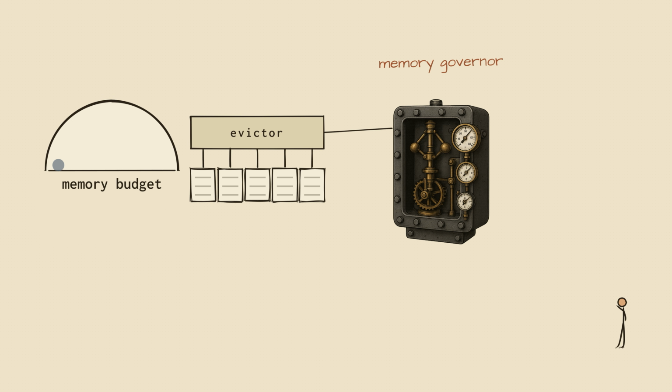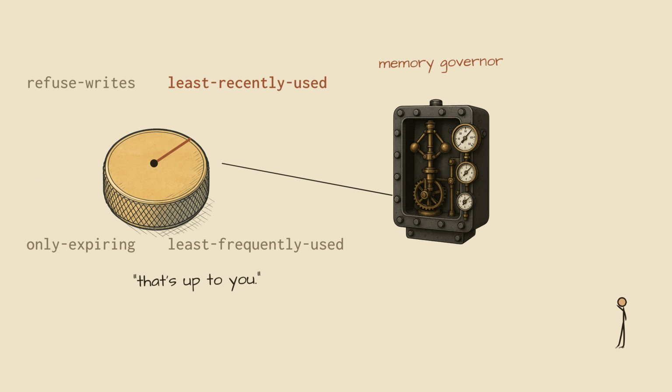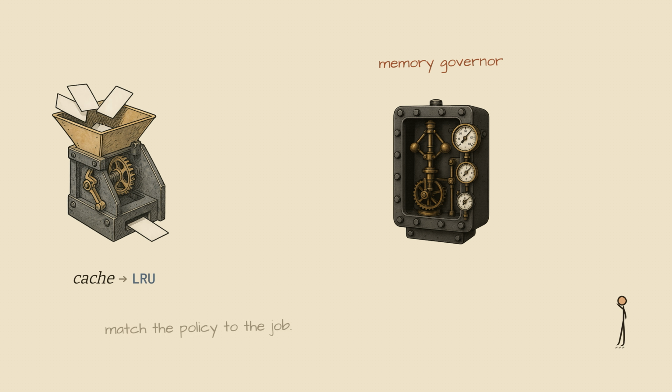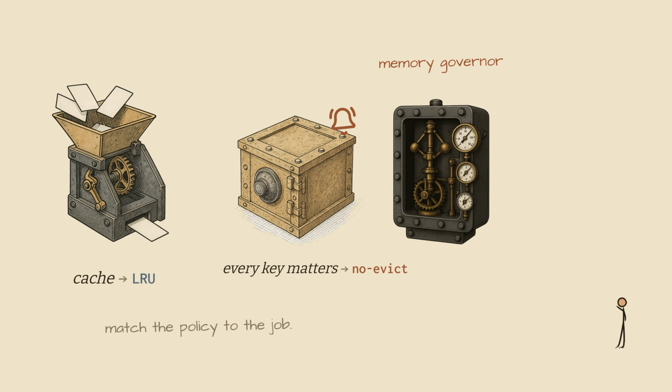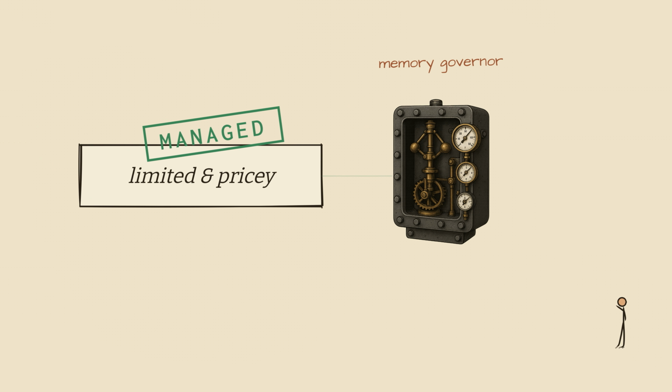Tool 2 is an eviction policy. When memory hits its limit, what should Redis drop? That's up to you. The least recently used keys, the least frequently used ones, only keys that already have an expiry, or nothing at all, refusing new writes instead. For a pure cache, dropping the least recently used keys is a sensible default. For a store where every key matters, you might turn eviction off and get alerted instead. Match the policy to the job and you won't get nasty surprises in production.